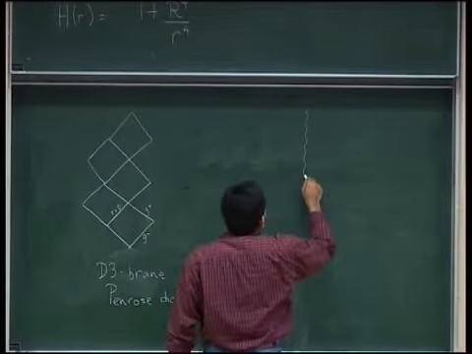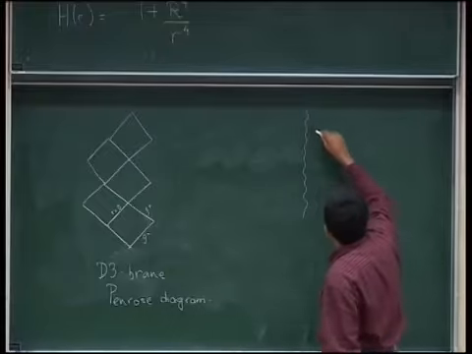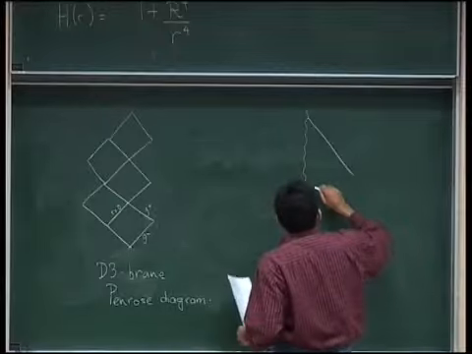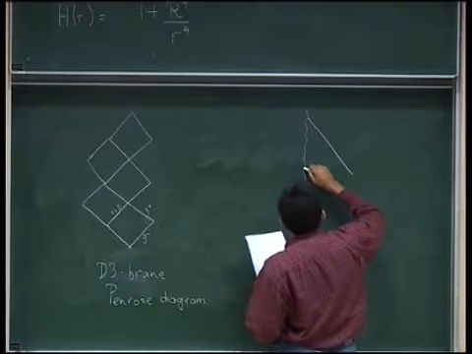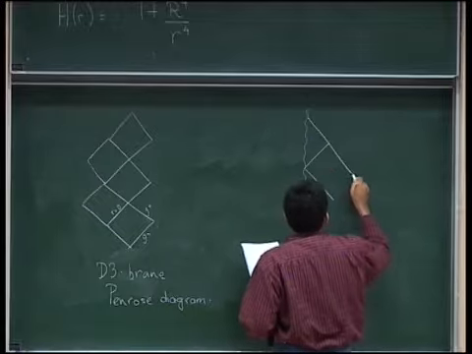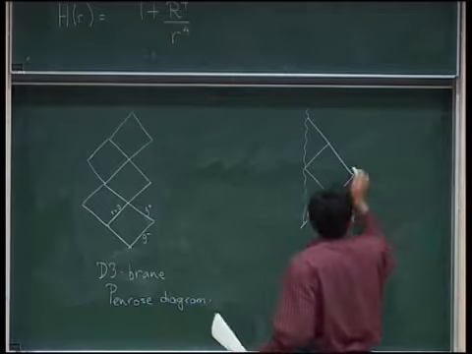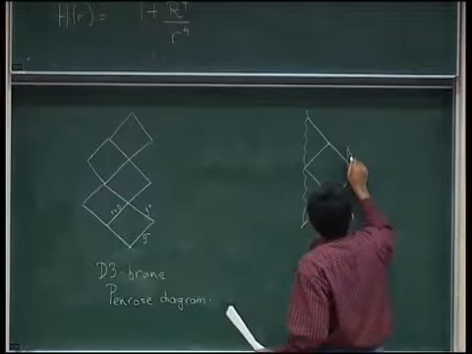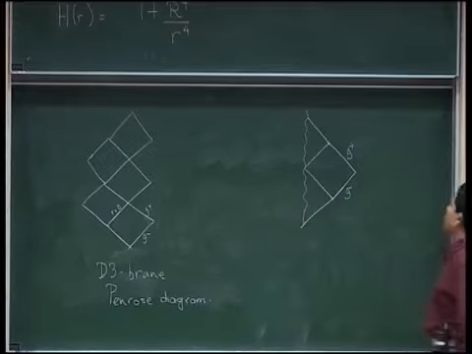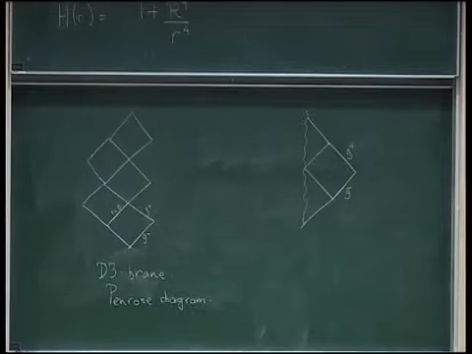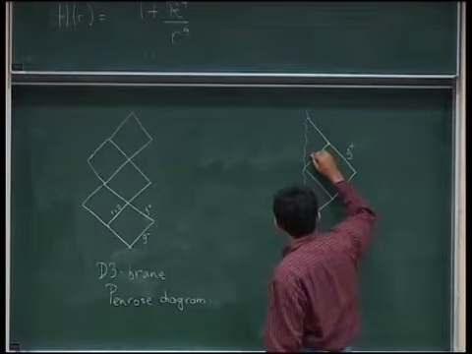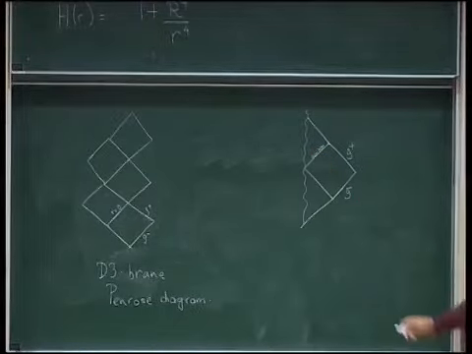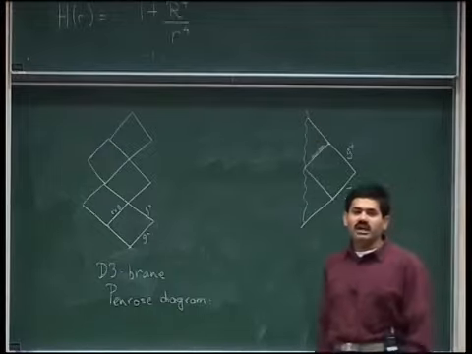Contrast this to the Penrose diagram of an extremal Reissner-Nordström black hole. Where again you have past and future infinity and a horizon, and as you go in through the horizon, you find that you have a time-like singularity.